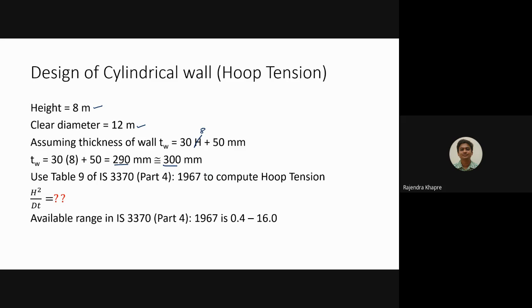This assumption may go wrong, or it may be right, so we will have to see based on the design. For this cylindrical wall, like I said earlier, we have to design for hoop tension, then the bending, as well as the base shear. For this purpose, we need the value of h square by dt. So h square, the height value, we are taking as 8 square, divided by the diameter, which is 12, and the thickness we have assumed over here as 300 mm, so this should be 0.3.